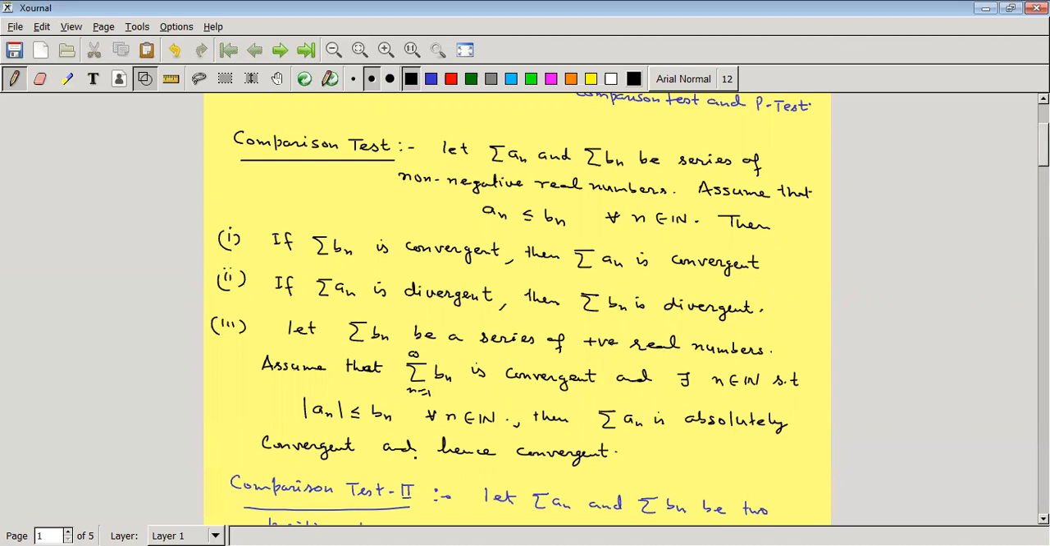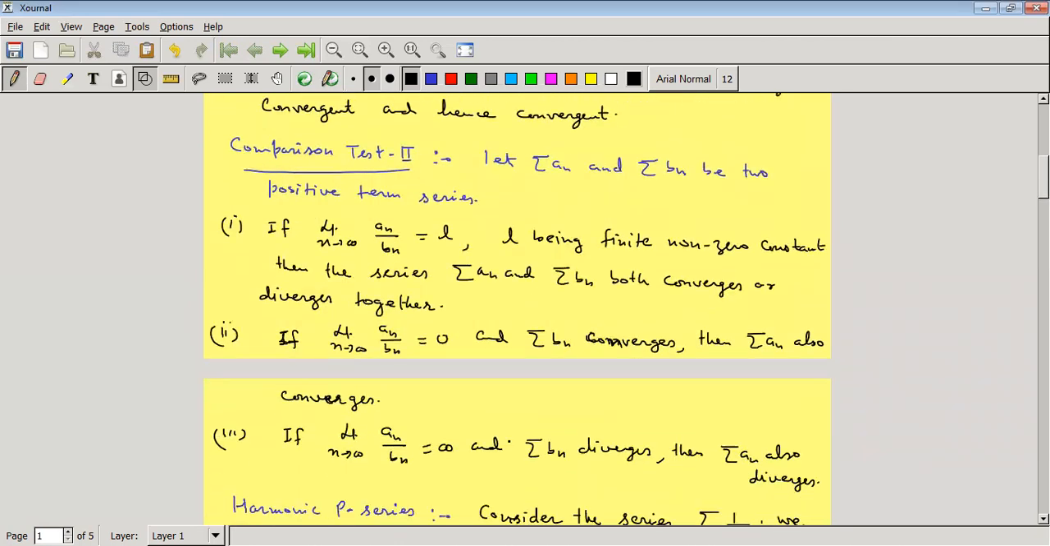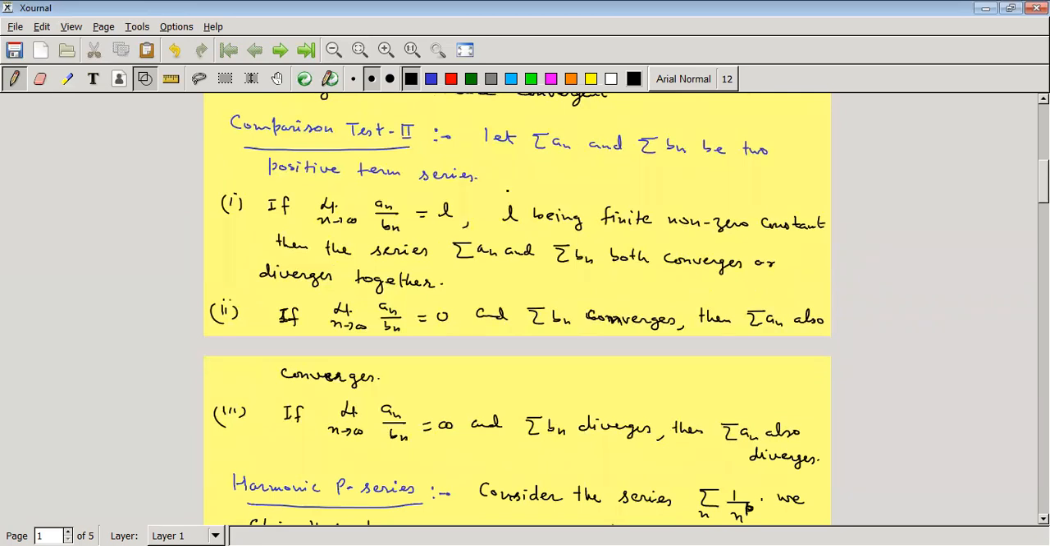Summation an is absolutely convergent and hence it is convergent. So now comparison test 2: if we have two positive term series, and we find the ratio of the nth term of summation an and the nth term of summation bn, that is an and bn respectively, and the limit as n goes to infinity of an upon bn is equal to some number L, where L is not equal to 0 and L is not equal to infinity, because we are separately discussing the case when L equals 0 and L equals infinity in the second and third parts, right?